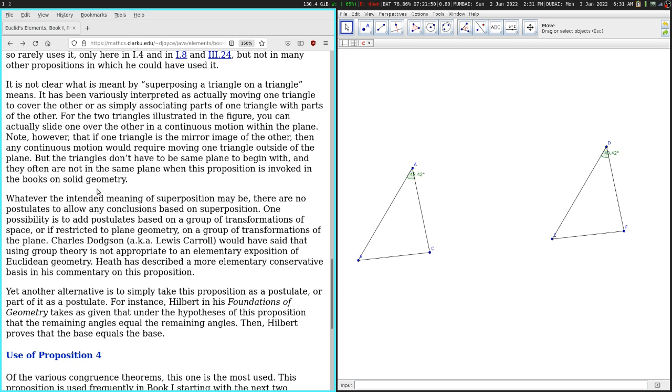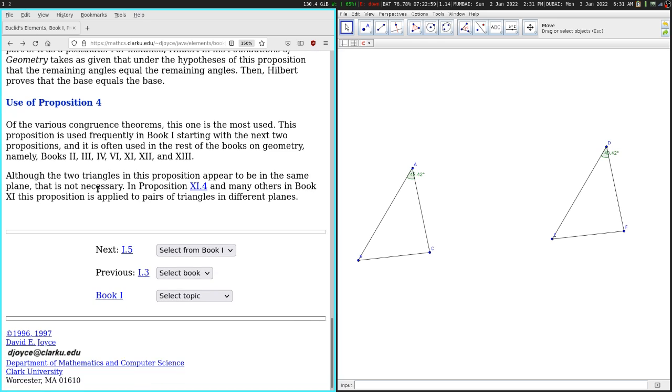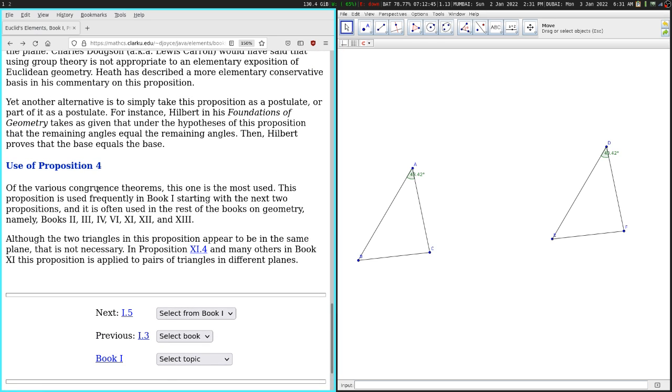Heath has described a more elementary, conservative basis in his commentary on this proposition. Okay, that answers my question. Whose commentary is this? Am I reading Heath's commentary? No, it's not. Yet another alternative is to simply take part of this proposition as a postulate. For instance, Hilbert in his Foundations of Geometry takes as given that under the hypotheses of this proposition the remaining angles equal the remaining angles, and then Hilbert proves that the base equals the base.